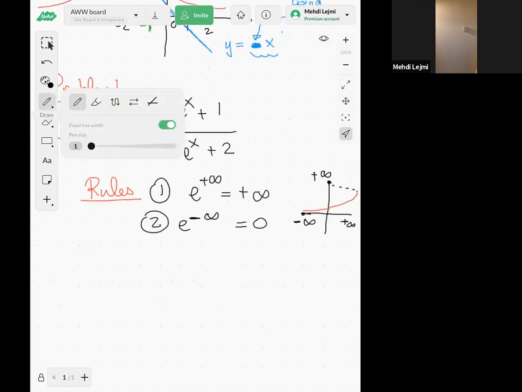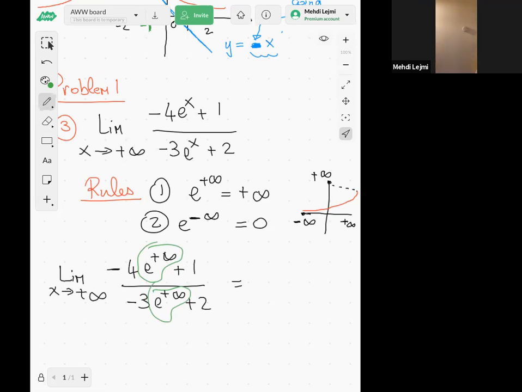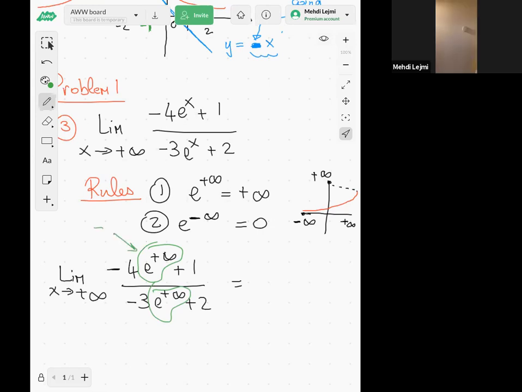So we have the limit as x goes to positive infinity of minus four e to the x plus one over minus three e to the x plus two. If you replace x by positive infinity, we get exponential of positive infinity plus one over minus three e to the positive infinity plus two. Here in the top, we said exponential of positive infinity is positive infinity, and the exponential of positive infinity in the bottom is also positive infinity.